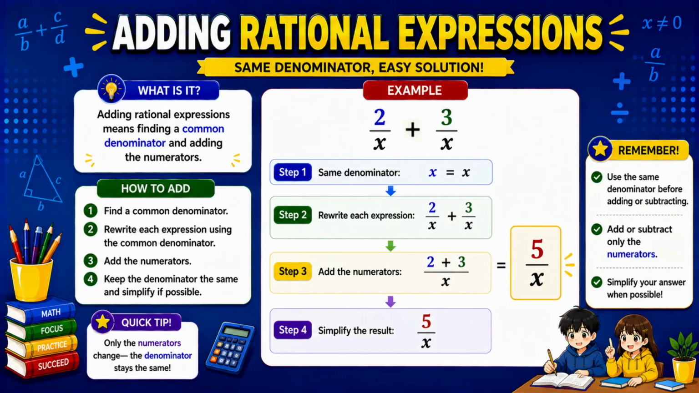When rational expressions have the same denominator, we add or subtract their numerators and keep the denominator. Since both fractions have x as their denominator, 2 plus 3 gives 5. So the answer is 5/x.